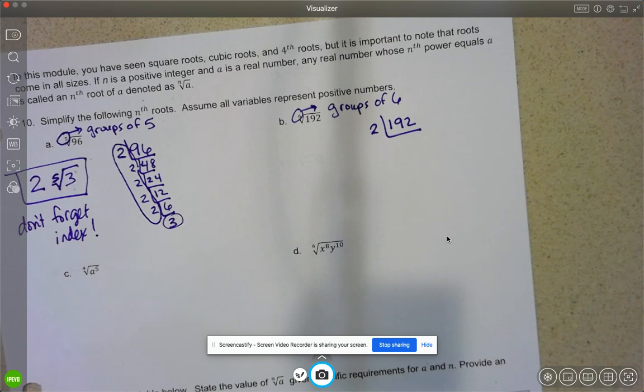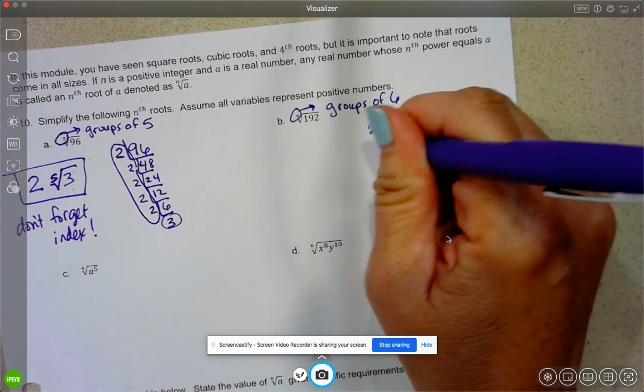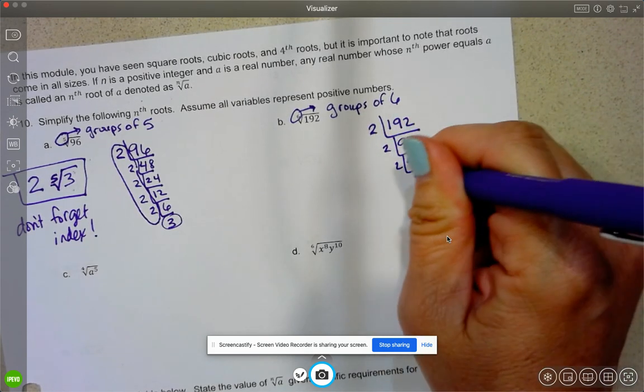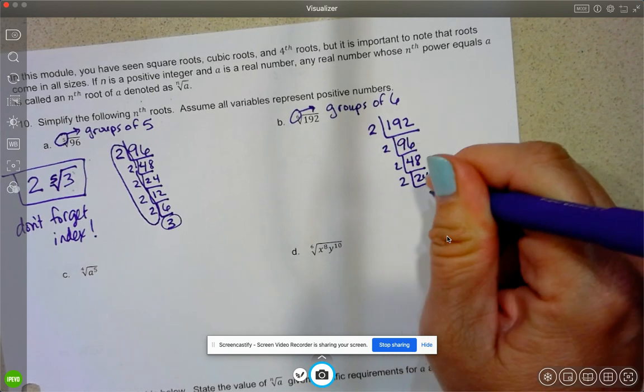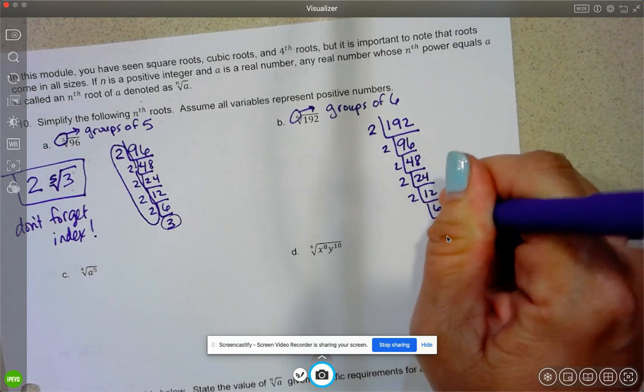192 divided by 2. I shouldn't be doing this at night. Okay, 96. That makes sense. Okay, divisible by 2 is 48. Divisible by 2 is 24. Divisible by 2 is 12. Divisible by 2, 6. Divisible by 2, 3.